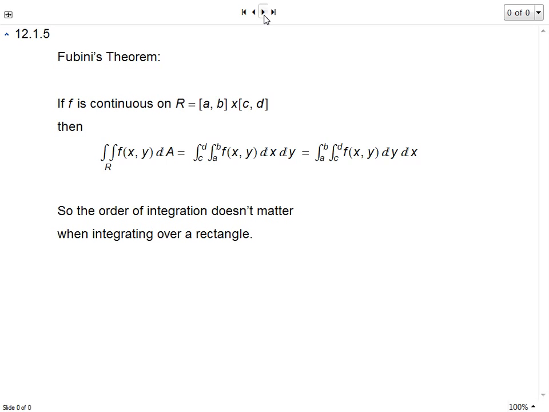No. Look at what this says: your inner integral can be the x with the a to b, then do y with the c to d, or you can do y with c to d and x with a to b, but you cannot do y with a to b and x with c to d. The a's and b's have to stick with x, and the y's have to stick with c and d, but the inner and outer can be interchanged. So what we say is the order of integration doesn't matter when integrating over a rectangle.